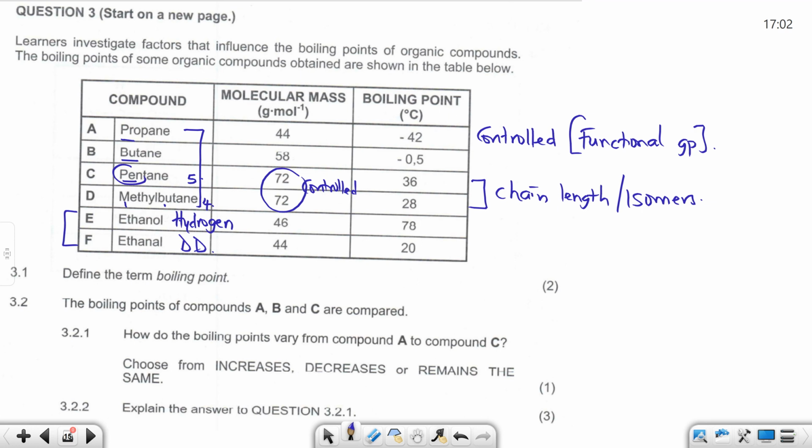Yes. Dependent now is the result we get. So this is our dependent variable. What are we saying? Boiling point depends on intermolecular force. Boiling point depends on chain length. Boiling point depends on the shape. So boiling point becomes our dependent variable.